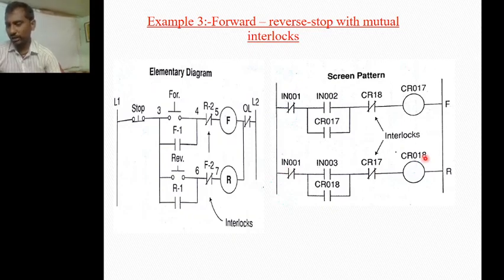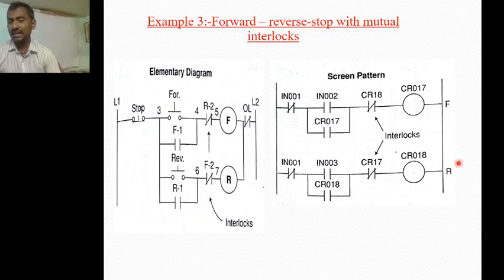So when the CR018 is on, then this contact is on. This contact is a normally open contact, so when it is made on, it acts as a normally closed contact. So even though we remove the IN003 contact, because of this path, IN001, CR018, CR17 path, the CR018 is on. So the motor will rotate in the reverse direction.